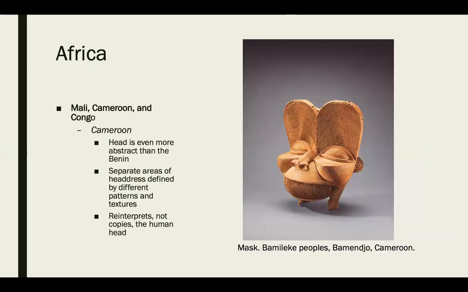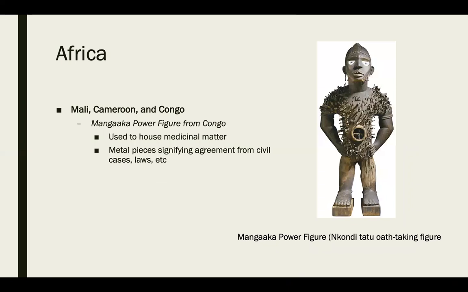Cameroon, the head that they depict, or their bust, is even more abstract than the Benin. The separate areas of the headdress are defined by different patterns and textures, and it reinterprets, not copies, the human head. So again, this is on the farther end of the spectrum of abstraction as far as exaggeration and simplification. This is the Nkisi power figure from the Congo. These are used to house medicinal matter, so they're like little vessels, and the metal pieces signify the agreements from civil cases, laws, etc.